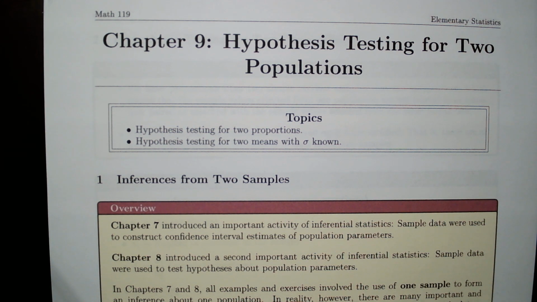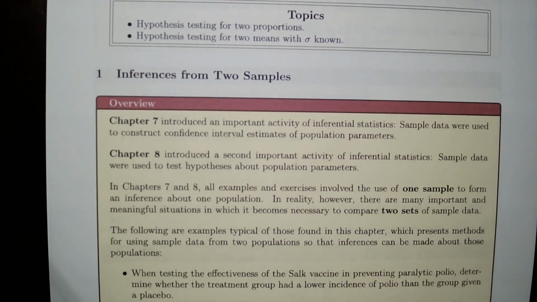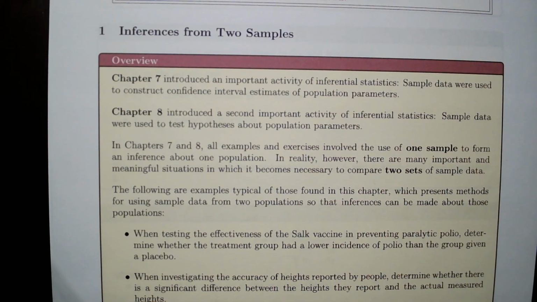Alright, so in this video we go over a new chapter in which we look at hypothesis testing for two populations. In the previous chapter we made inferences about the proportion and the mean of a population based on taking one single sample out of the entire population. However, in this case, we are going to extend this to two samples.